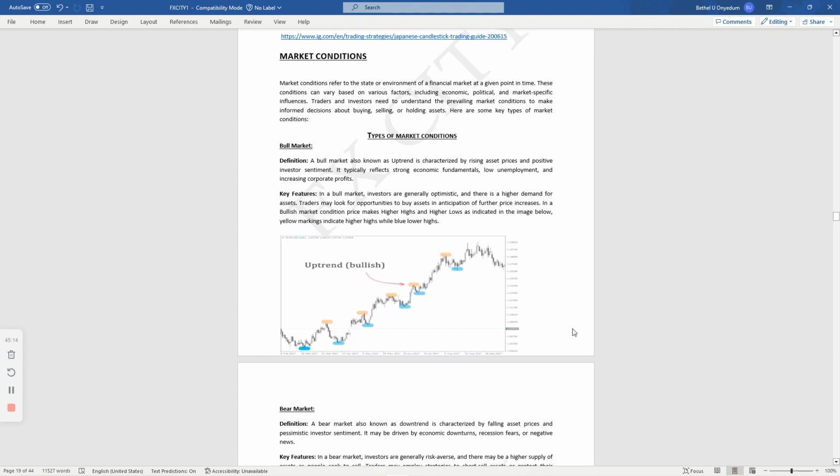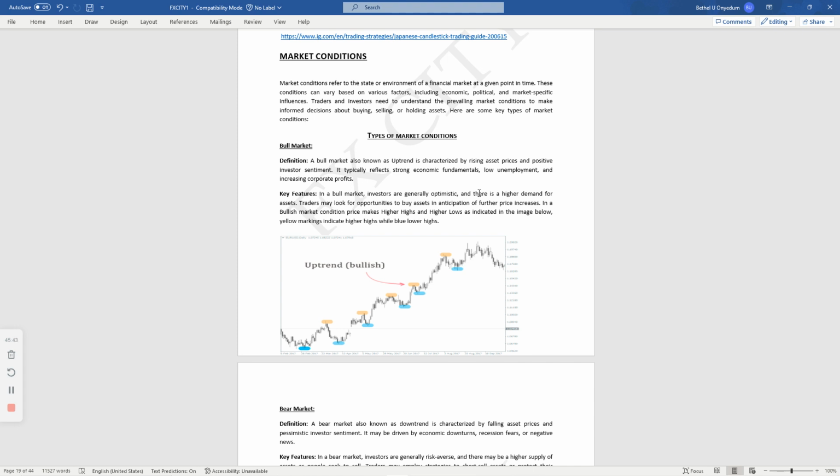So now moving on, market conditions. This is very important to know. In the forex market, we have three main market conditions. We have bullish markets. The bullish market is when the bulls are the ones controlling the market. You have the bearish market. This is where the bears are controlling the market.